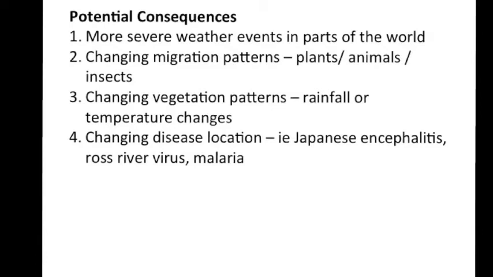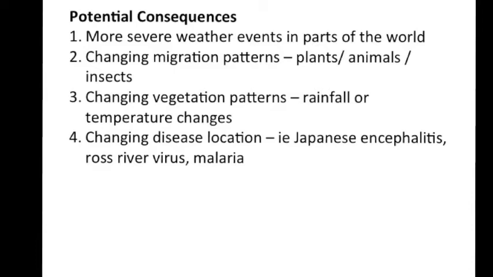Another implication for this is because of the changing weather patterns, we're going to see changing migration patterns of plants and animals. So birds will migrate in different ways than they have in the past, and we'll see different patterns. So if climate changes in a certain region, plants are able to grow there that weren't before, and we'll see changes in the types of plants that were grown. So similarly, changing vegetation due to rainfall or temperature changes.